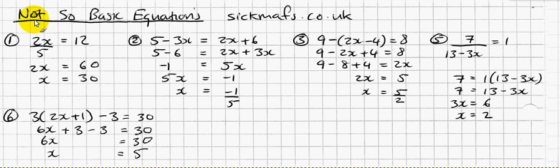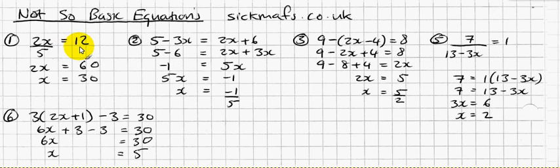So this video is about not so basic equations, because I've just done a video on basic equations, so this is a tiny bit harder. So let's go for it. You've got 2x divided by 5 equals 12.